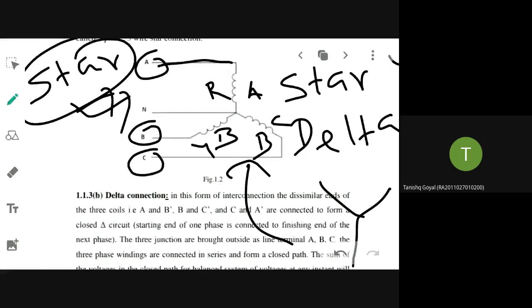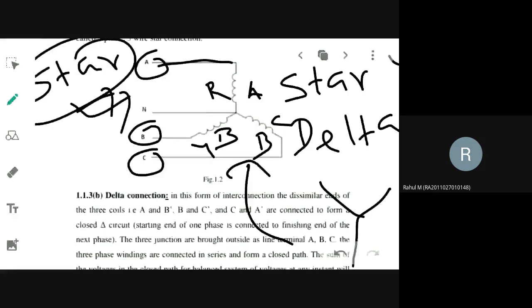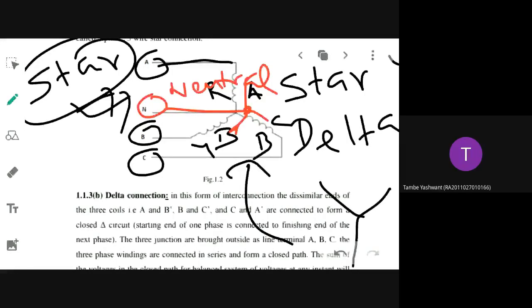What about the other end of all these phases? They are connected to each other. They are joined together. The other ends are all joined together to form a single junction from which another wire is taken out. That wire is called my neutral wire. So this way, if you are connecting all the three phases, that type of connection is called what connection? Star connection. All of you understood the meaning of star connection? Yes, ma'am.